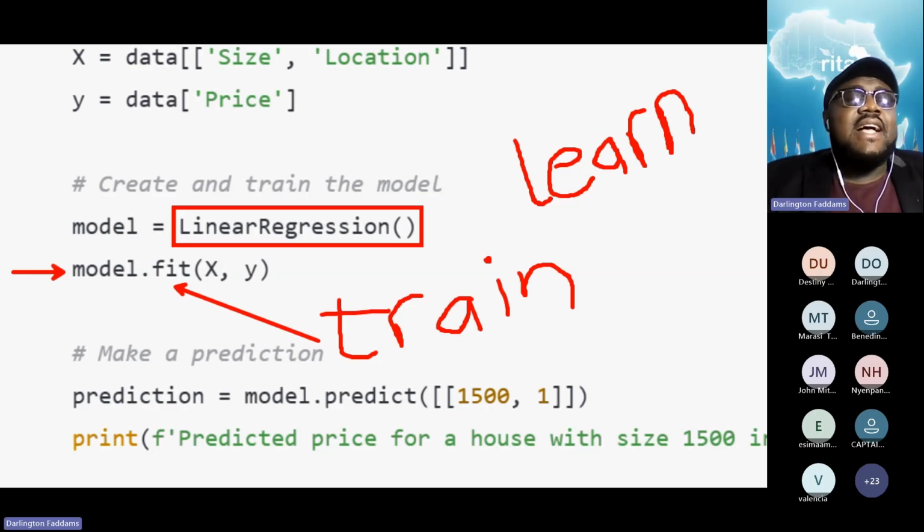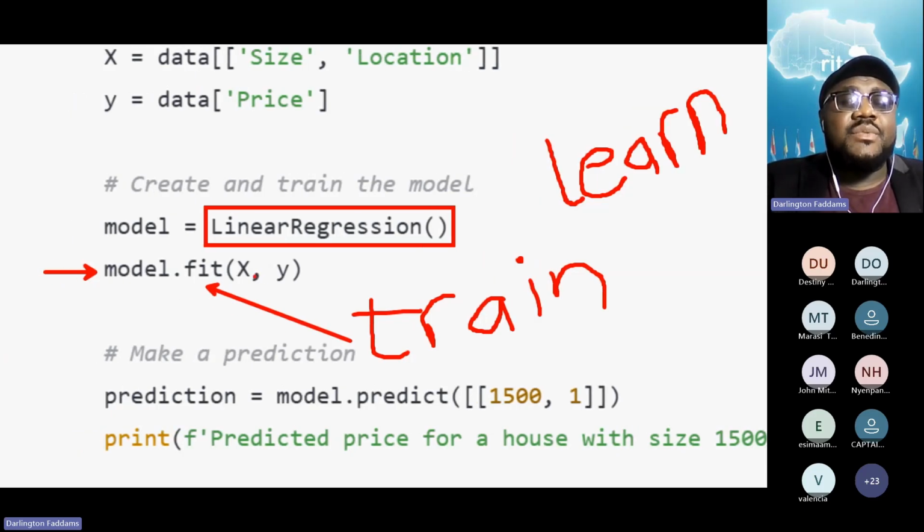The model is going to ask you, what should I learn with? What should I use to learn? And then you tell the model that I'm going to provide you with X and Y. Who can tell me what X and Y represent? If you know what we are talking about and you are not lost, what do X and Y represent here?